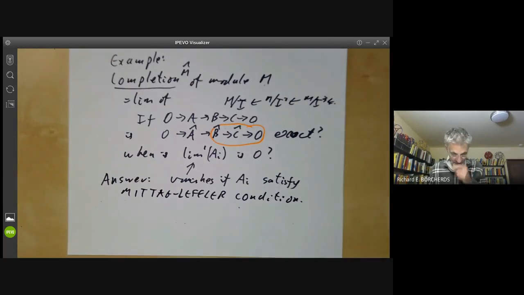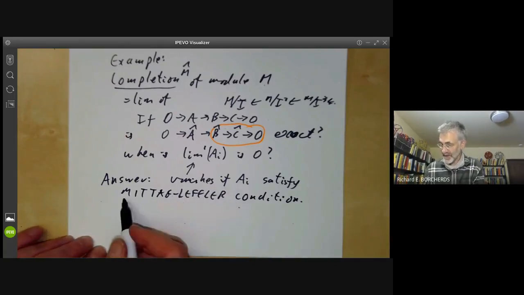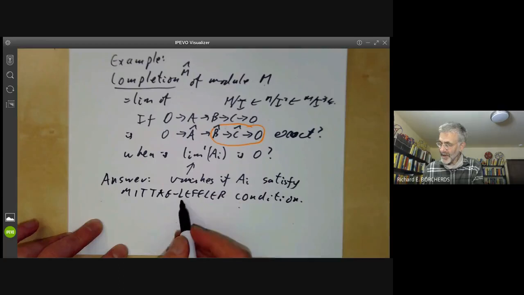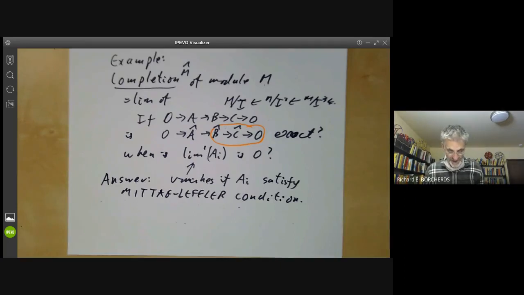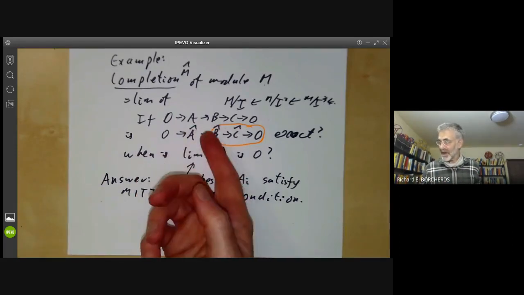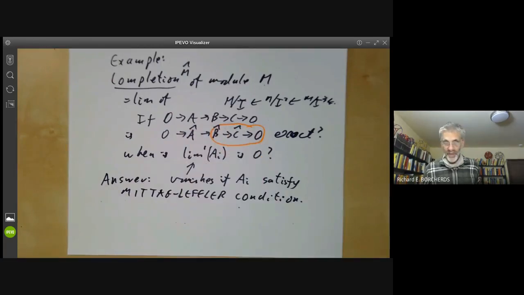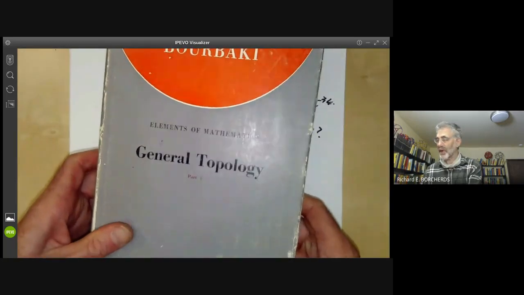So who was Mittag-Leffler and what was his condition? First, I'd better point out that it was just one name, except that Leffler was his father's name and Mittag was his mother's name, and he joined them together for some reason I don't know. Mittag-Leffler was working well before anybody messed around with derived functors or limits, and he was actually working in complex analysis. The way his name got attached to this condition is rather roundabout. It seems to have originated with Bourbaki's book on general topology.